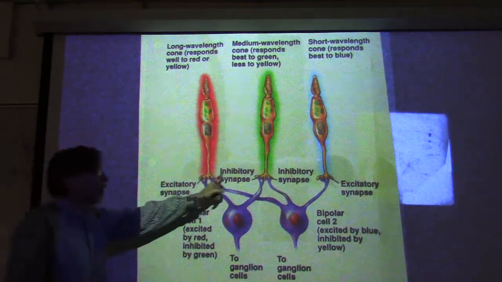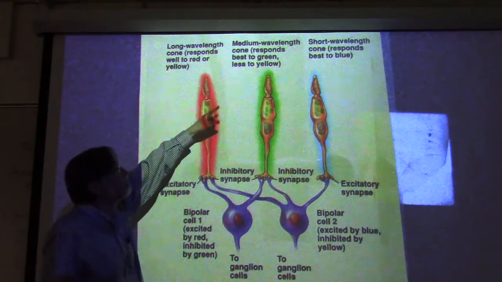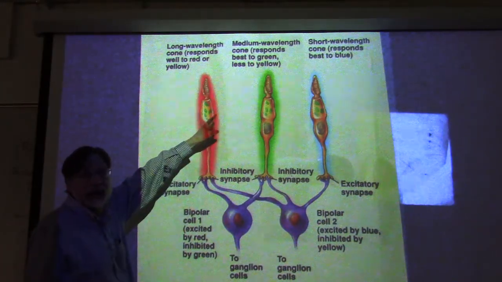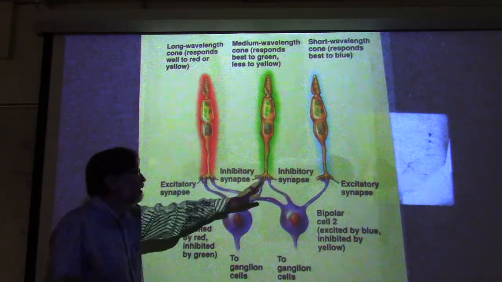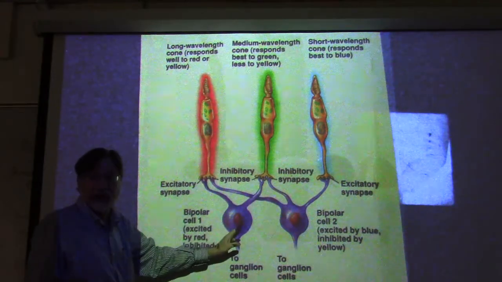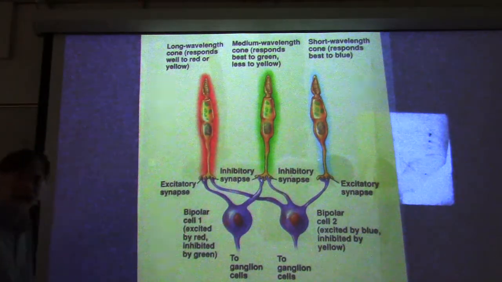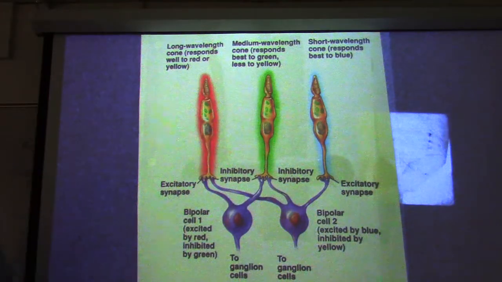But the color around the outside is what they're saying. So this one is a medium wavelength cone. It's responding best to green light and less to the red. And so this one is inhibiting this cell. This one's exciting this cell. Everybody clear on that? So this cell is a red detector. It allows you to perceive red.